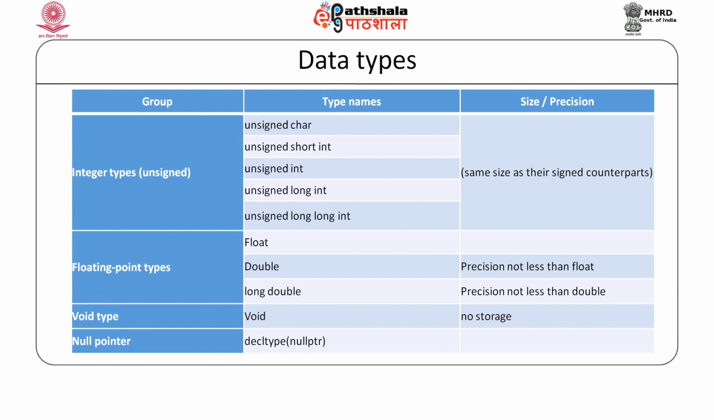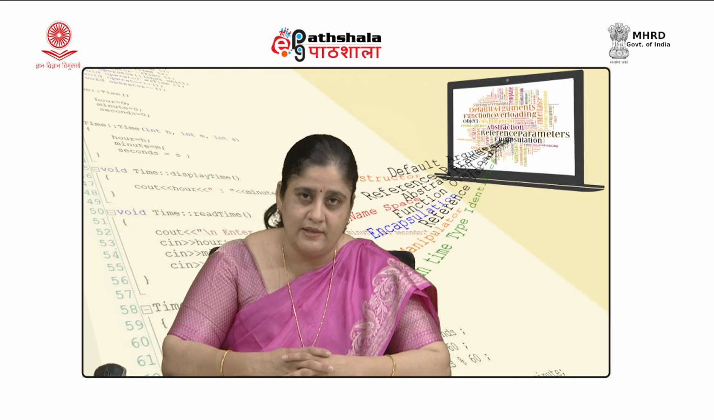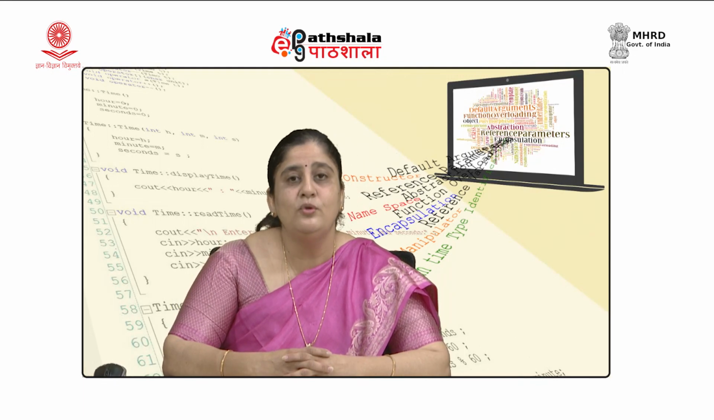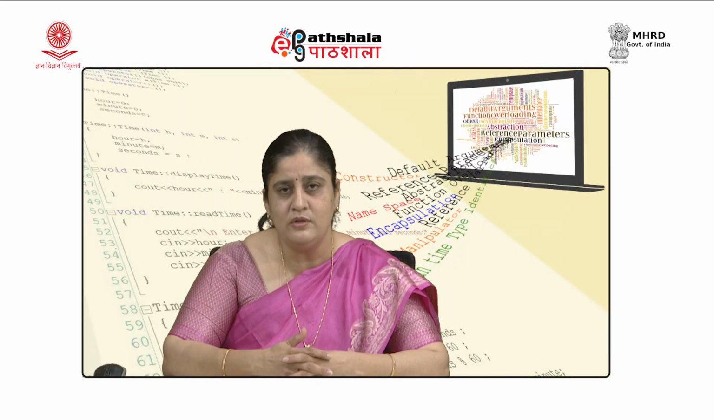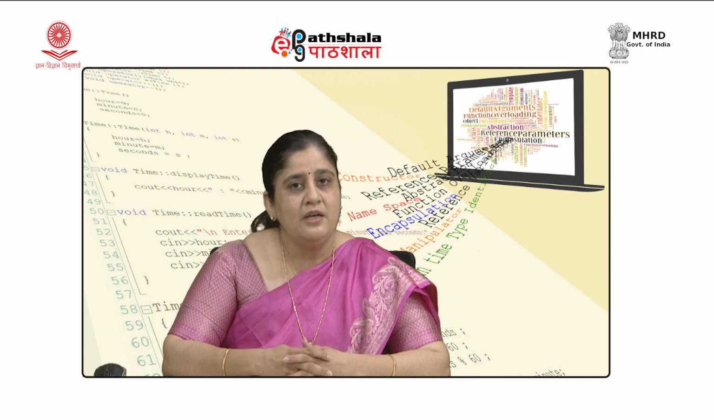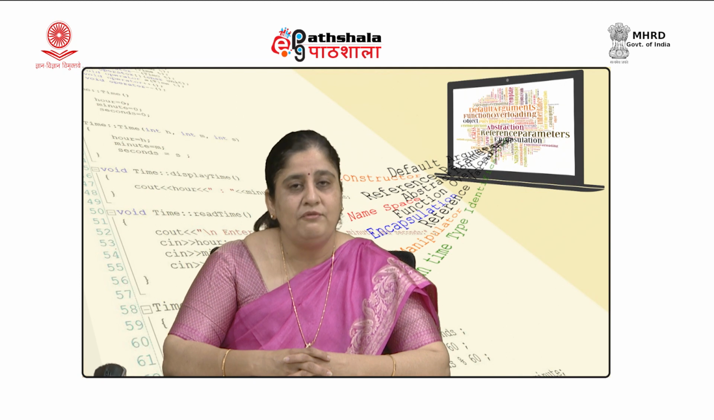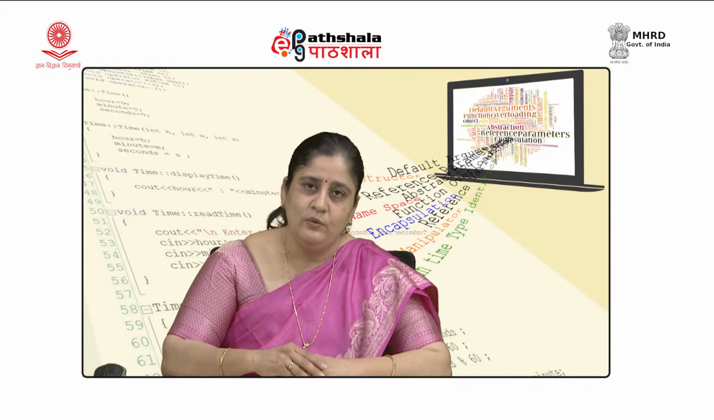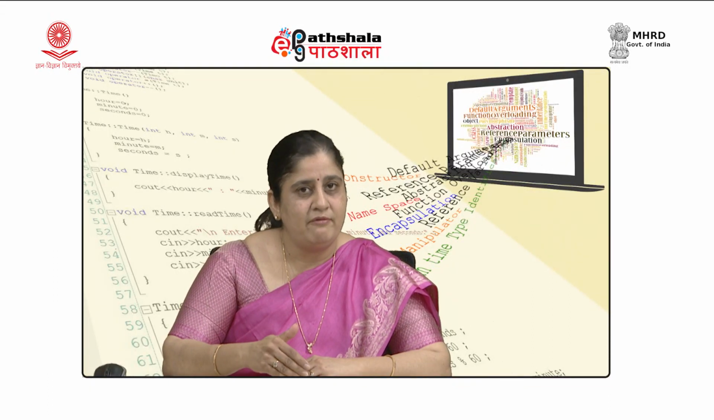Apart from these data types, C++ has introduced another very useful and interesting data type called the Boolean data type. You may be aware that a Boolean data type is a data type whose variable can attain only two possible values, that is true or false, or 0 or 1. The keyword that is used for the Boolean data type in C++ is bool, and the variable of this data type can hold two possible values, that is true and false. True and false are predefined constants.